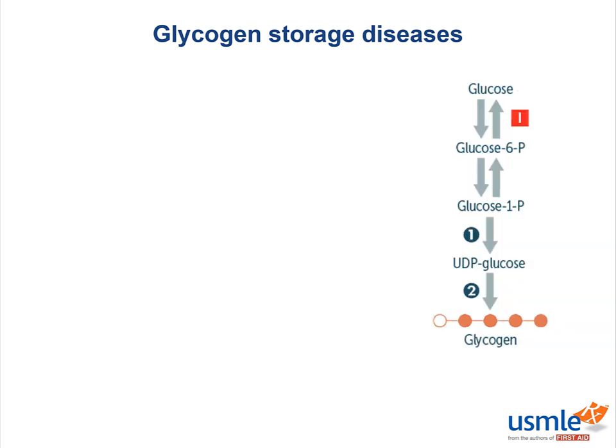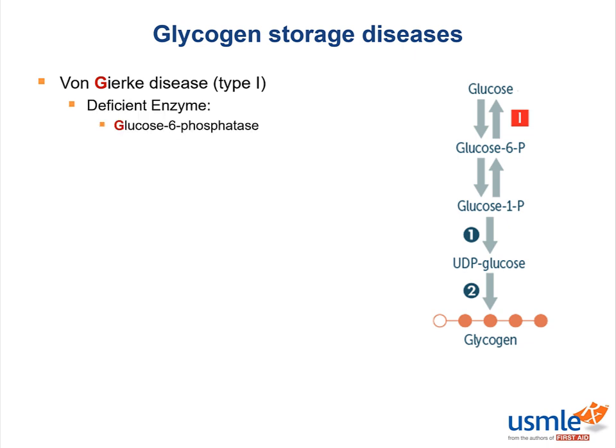Now, when we zoom in on that last image, labeled in the red Roman numeral 1, we can see which step is deficient in von Gierke's disease, which is type 1. The deficient enzyme is this very first one in the diagram, glucose 6-phosphatase. We'll have an accumulation of glycogen and not enough glucose.